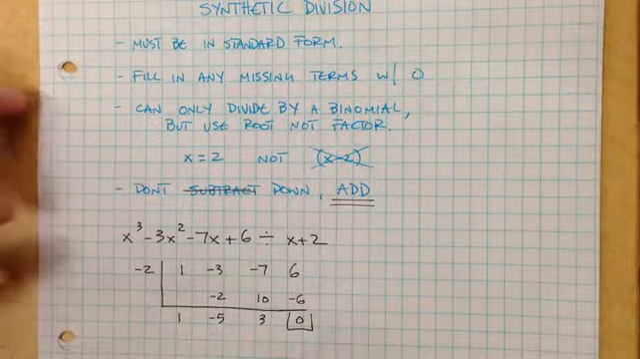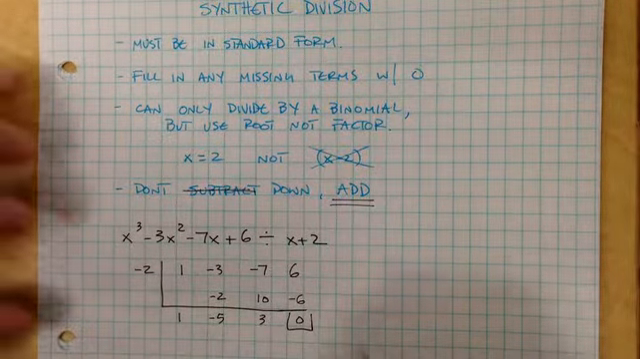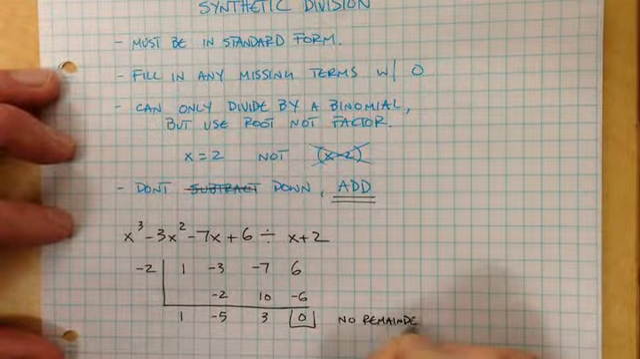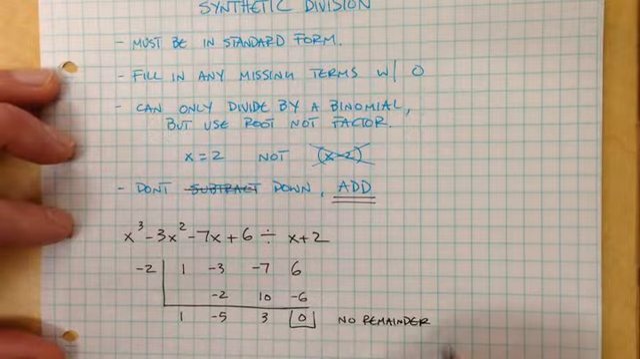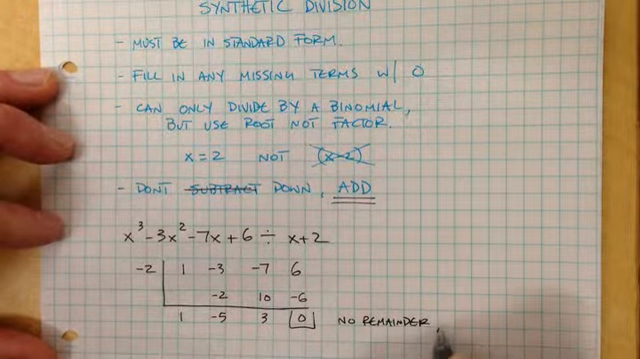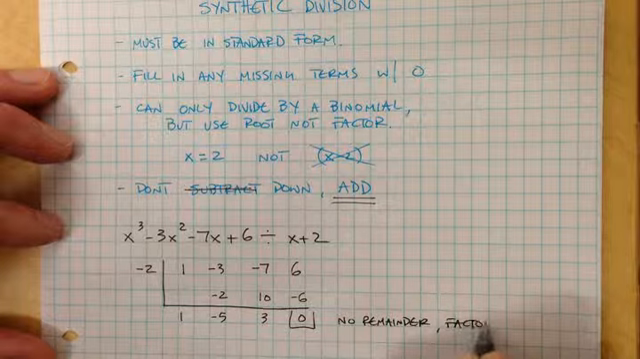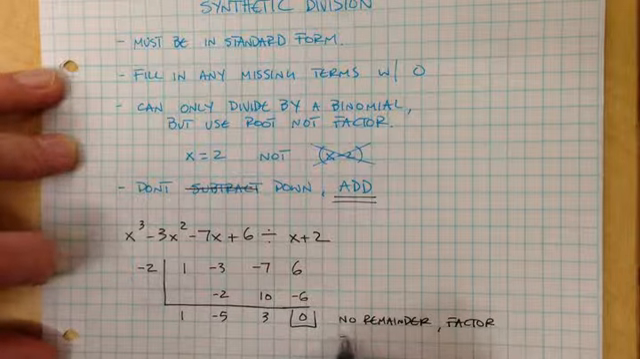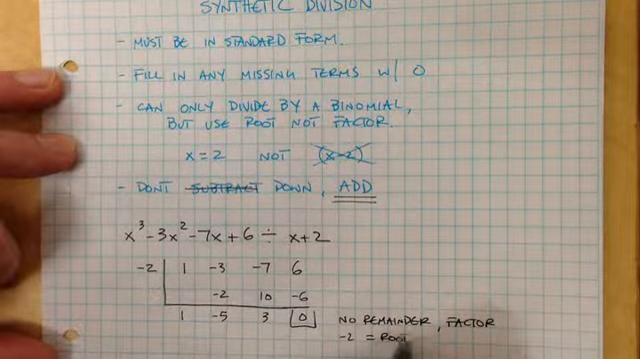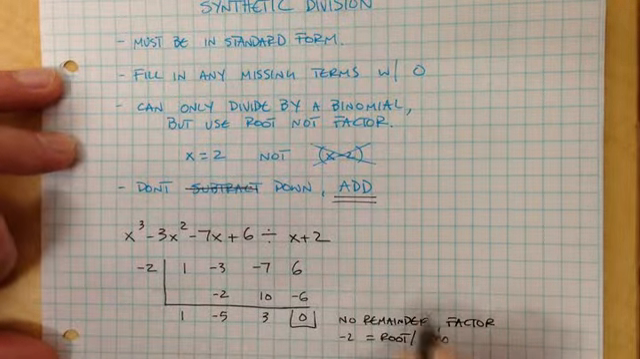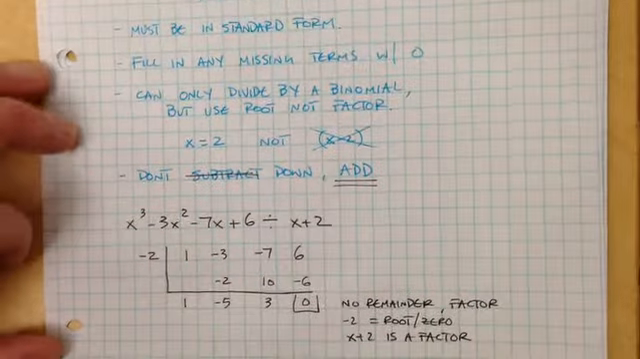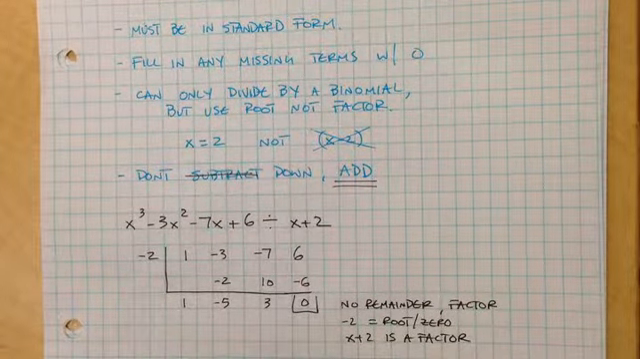So since 0 means no remainder, that means that x plus 2 is a factor. It is a factor. Which leads us to the root of negative 2. So negative 2 is a root, slash 0. x plus 2 is a factor. That's what happens when you get a remainder of 0.